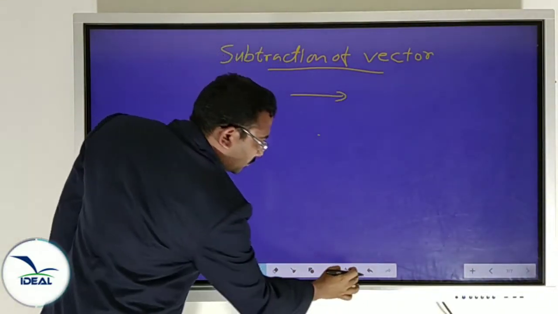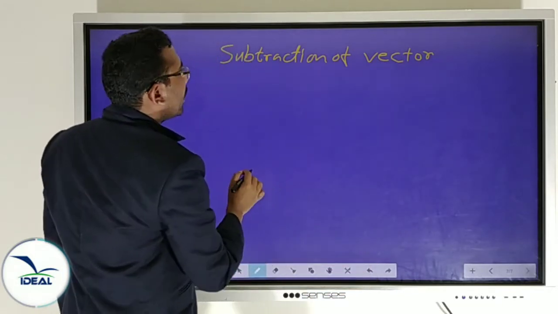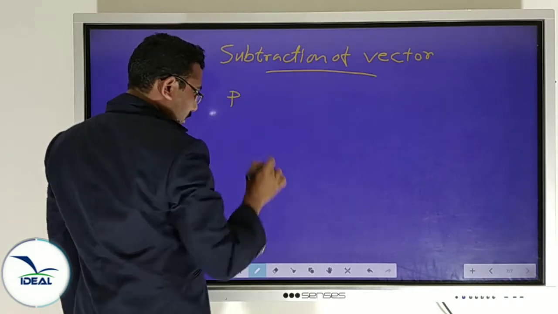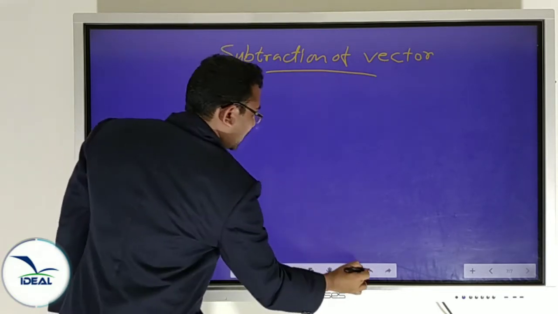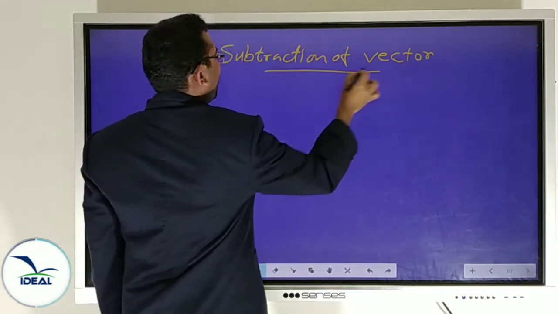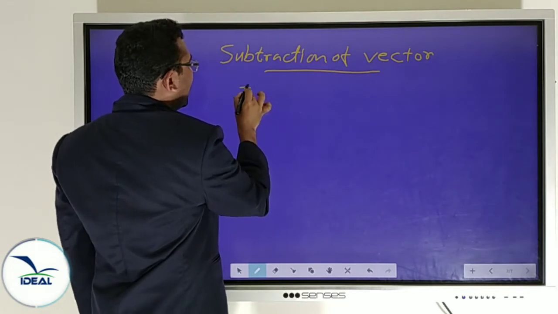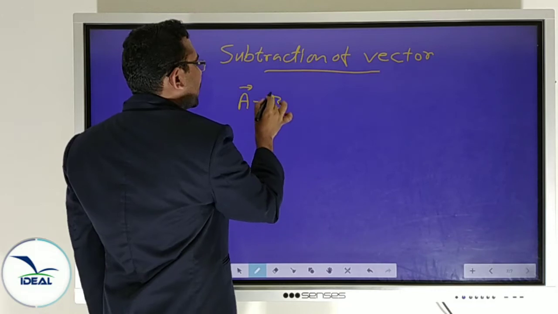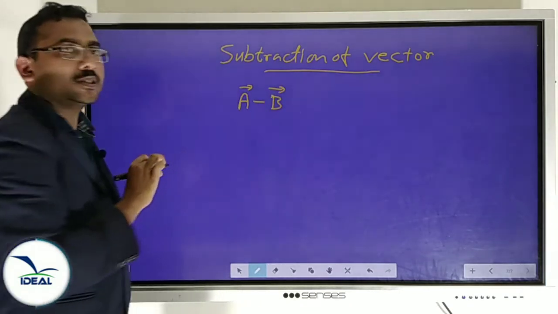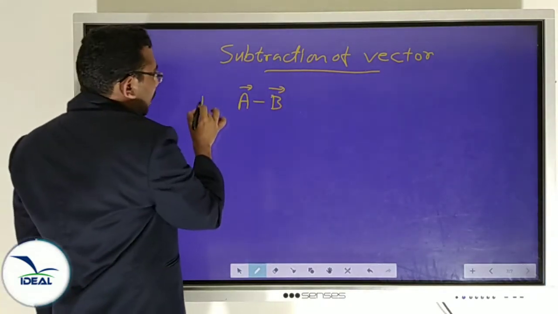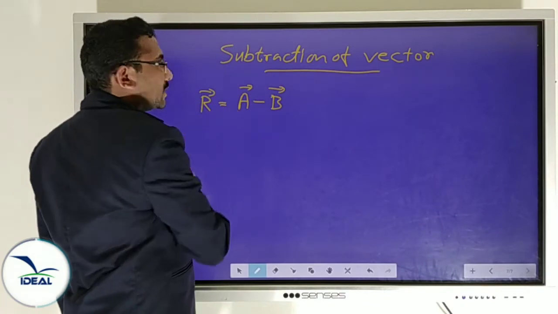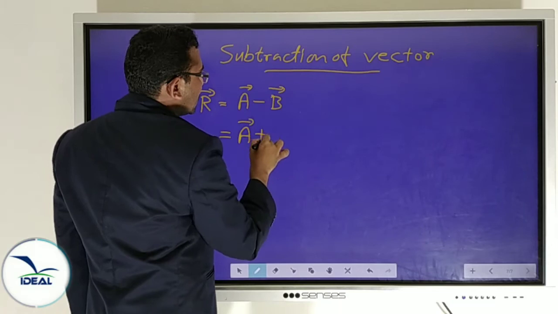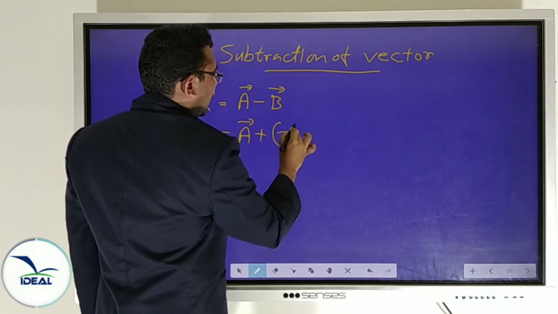Suppose we have two vectors, vector A and B. Subtract B from vector A. Vector A minus B can be written as vector A plus minus of vector B.